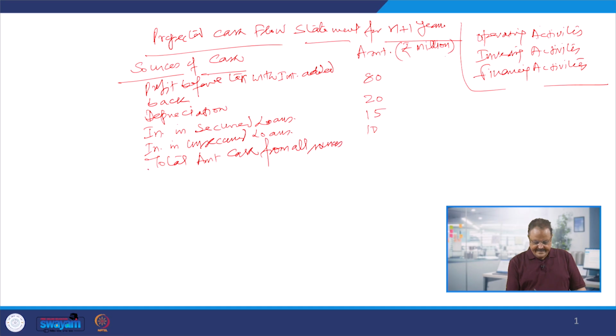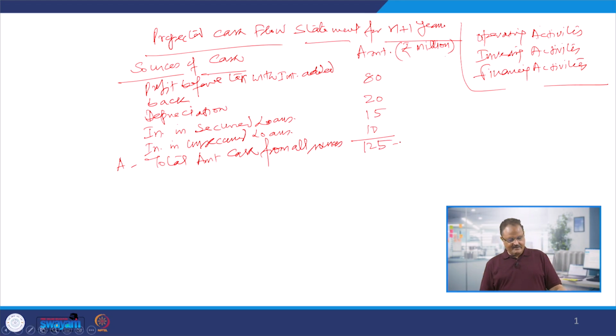You call it A, right? We call it A. So, the total amount of cash from all sources, if you total it up, is going to be 125 million rupees. So, this amount of cash is going to be available with us, 125 million.